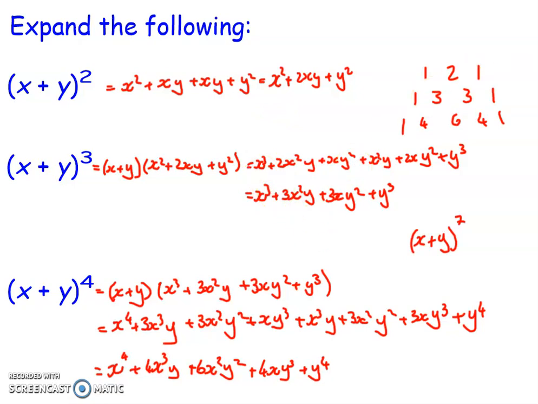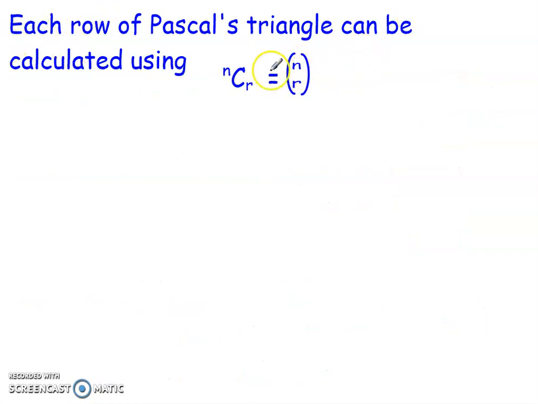And similarly to that, each row of Pascal's triangle can be calculated using the function nCr. So for example, if I did 2C0, I get 2, 0, which I know is then 2 factorial over 0 factorial, bracket 2 minus 0 factorial. So that would then be equal to 2 factorial over 2 factorial, which is 1, times 0 factorial on the bottom. So I know I'm then going to equal 1.